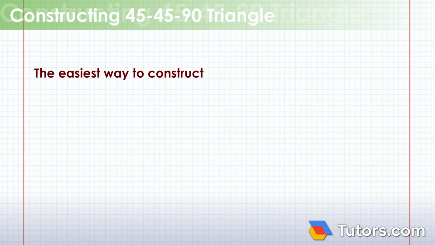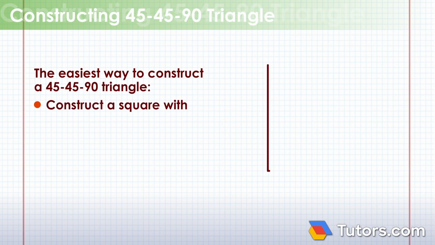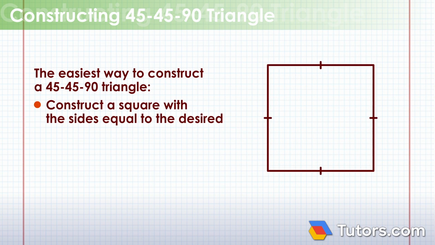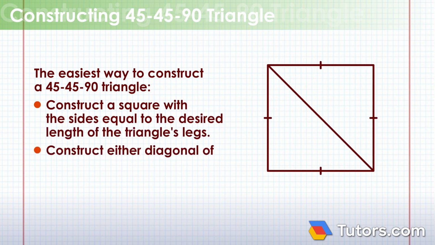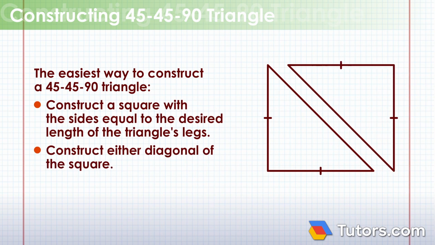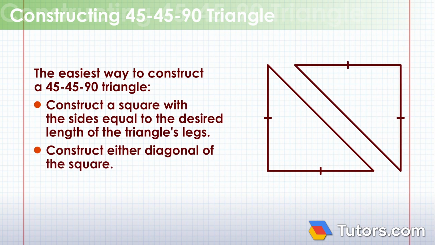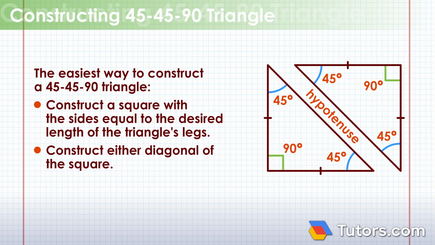The easiest way to construct a 45, 45, 90 triangle is to construct a square with the sides equal to the desired length of the triangle's legs. Construct either diagonal of the square. Striking the diagonal of the square creates two congruent 45, 45, 90 triangles. Half of a square that has been cut by a diagonal is a 45, 45, 90 triangle. The diagonal becomes the hypotenuse of a right triangle.